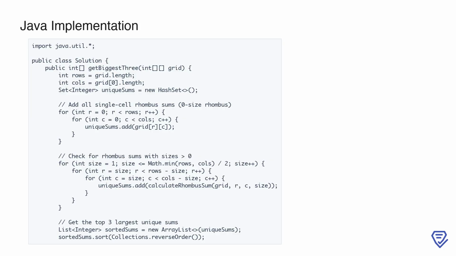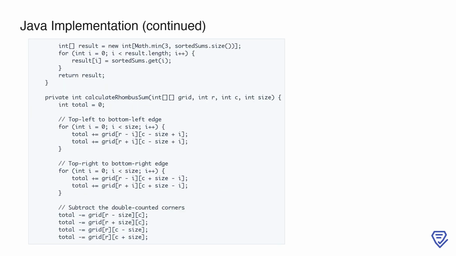Following that, we consider rhombus sizes greater than 0. For each size, we iterate through potential center points of rhombuses, ensuring they fit within the grid boundaries. For every valid center, we calculate the rhombus sum using a helper method, calculateRhombusSum, and add it to the uniqueSums set. Once all rhombus sums are collected, we convert the set to a list and sort it in descending order to prepare for extracting the top 3 sums.